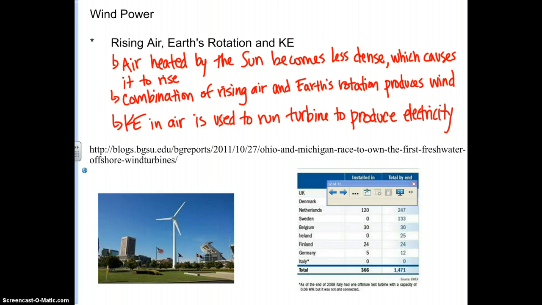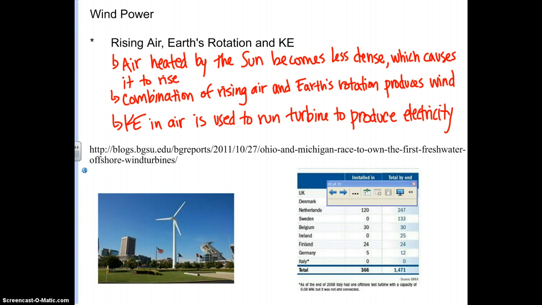So with that in mind, to be a little bit more specific, air heated by the sun becomes less dense, which causes it to rise. The combination of rising air and Earth's rotation produces wind. This wind then gives us kinetic energy, in which air is being used to run turbines to produce electricity.